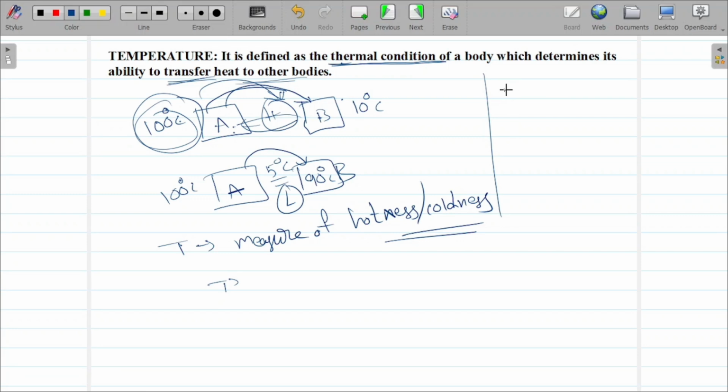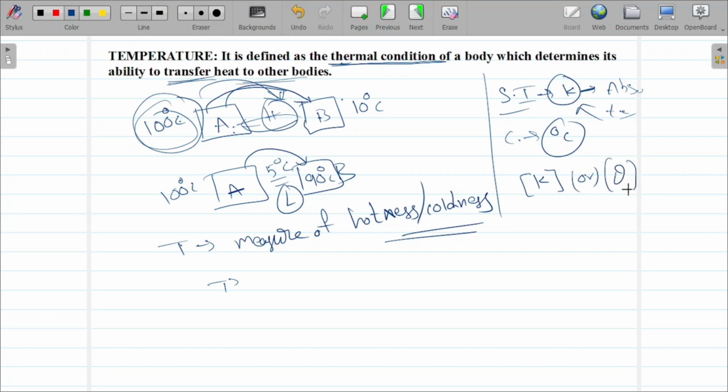SI unit of temperature is Kelvin. It is also called absolute temperature or absolute scale. The unit is Kelvin. For Celsius, the unit is degree Celsius. And what is the dimensional formula? It may be K or theta. Mostly it will be represented with theta only. Okay, this is about temperature. Got it? Clear? Right.